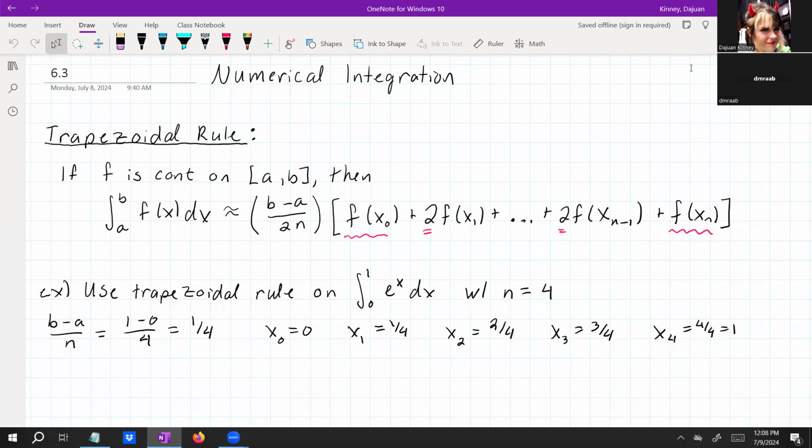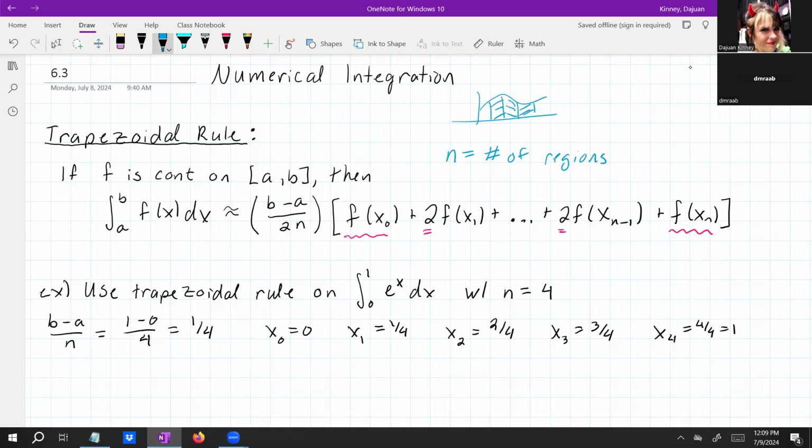So trapezoidal rule, I just call it the trapezoid rule. If f is a continuous function on a, b, where a and b are your limits of integration, we can estimate the integral or the area under the curve by taking b minus a over 2n, where n equals the number of regions. So we break our area up into different regions. The higher your n, the better your estimate.